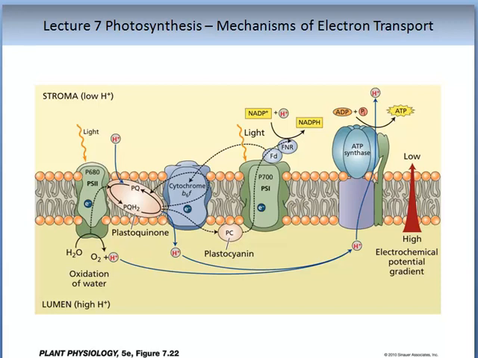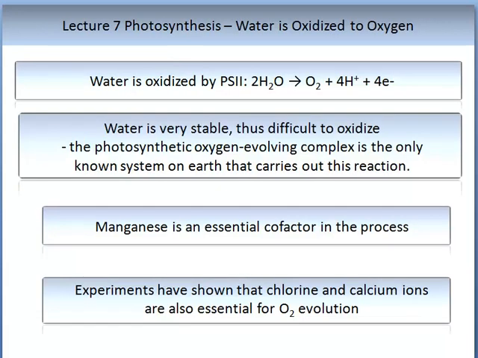You will note, most importantly, that the electrochemical potential gradient is high in the lumen and low in the stroma. This is very important in the process of this hydrogen pump. So 2 molecules of water are oxidized in the photosystem 2 complex. This releases oxygen, 4 hydrogen ions, and 4 electrons.